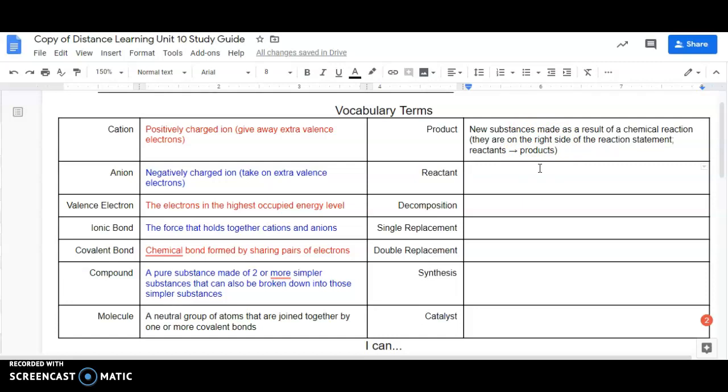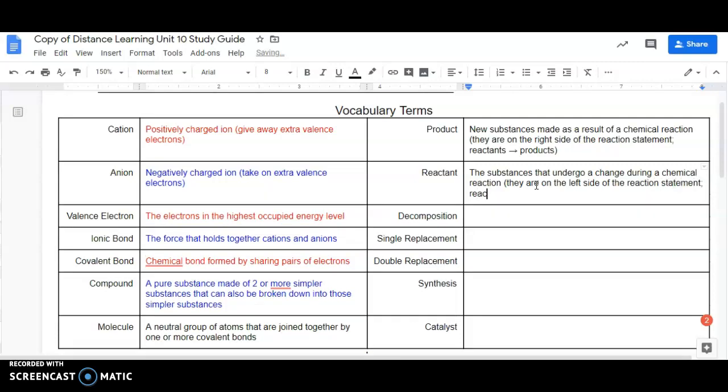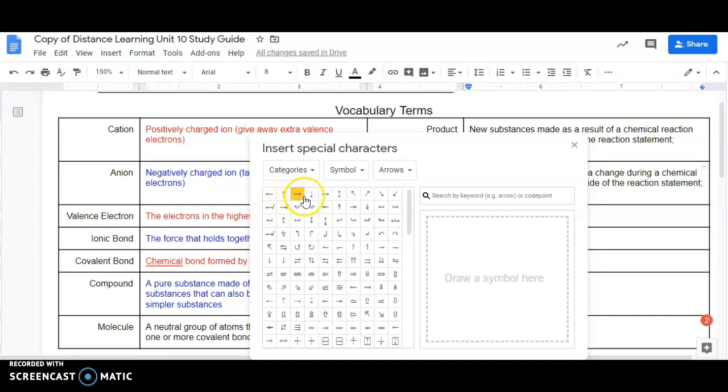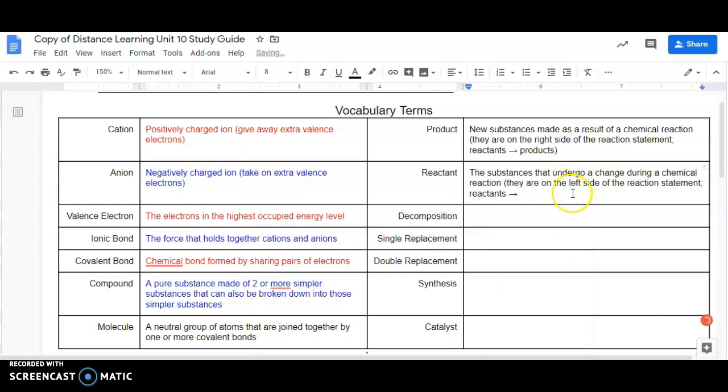Reactants, those are the substances that undergo change during a chemical reaction. Okay, they are on the left side of the reaction statement. So these are the things that we start with. So we have reactants, and then those reactants, everything on the left side, get rearranged in some way to make our products.